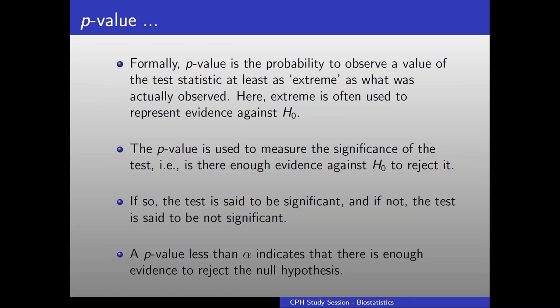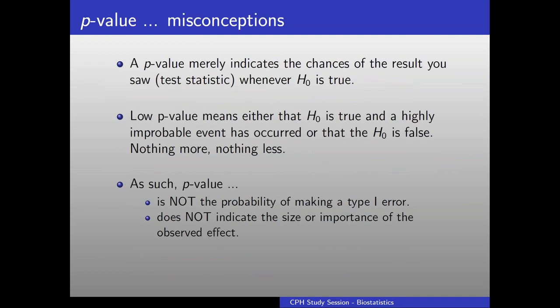If the null hypothesis can be rejected, then we say that the test is significant, or the findings are significant. The way we decide that is we look at our p-value and compare it to our alpha value, our significance level. And if our p-value is less than the alpha value, usually 0.05, then that means that we have enough evidence to reject the null hypothesis.